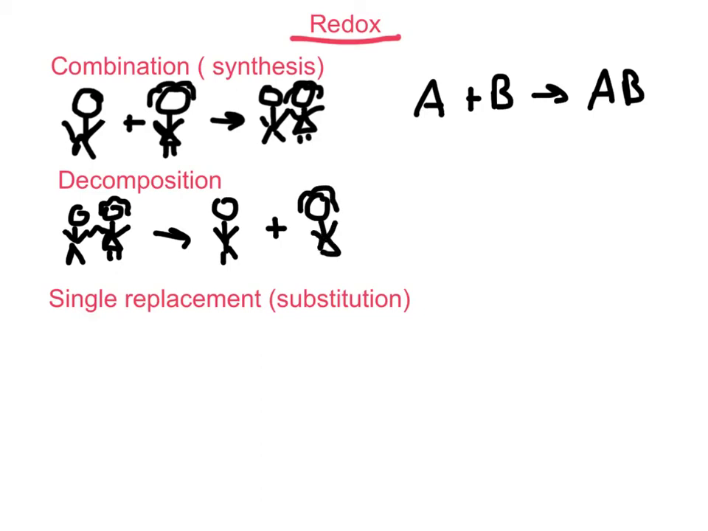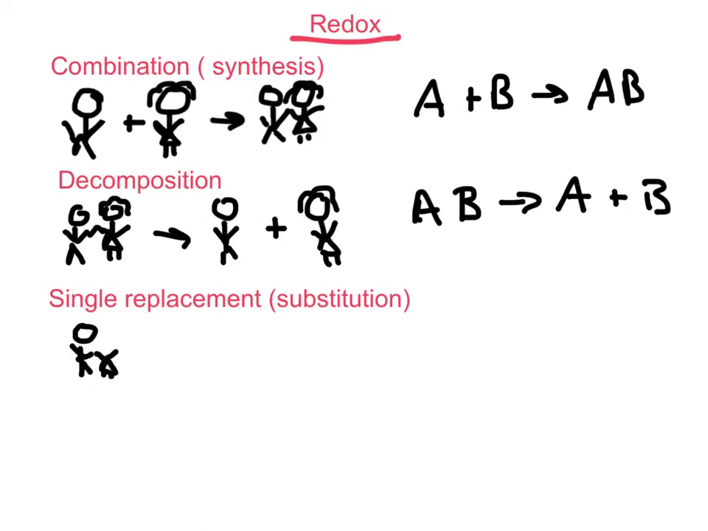Again, chemical wise, what do we get? We get AB goes to A plus B. Now in single replacement or substitution, we can have a couple, and I know you love my stick figures here, and I'm trying my best to draw stick figures with this iPad thing, but it's not real great.